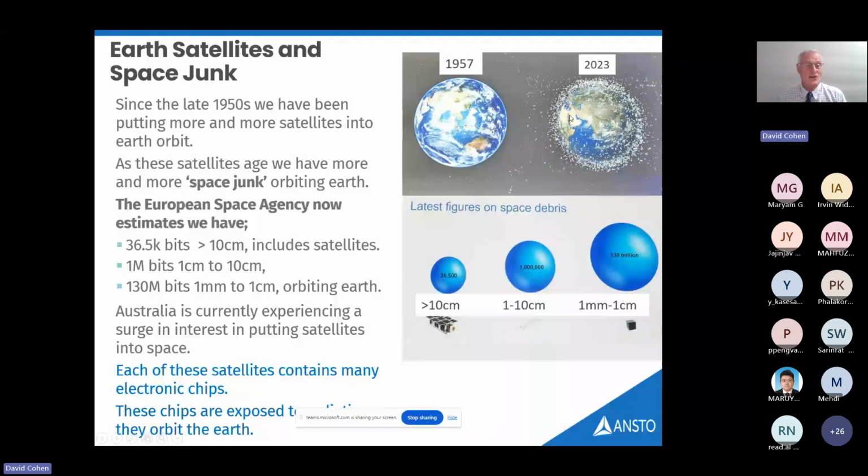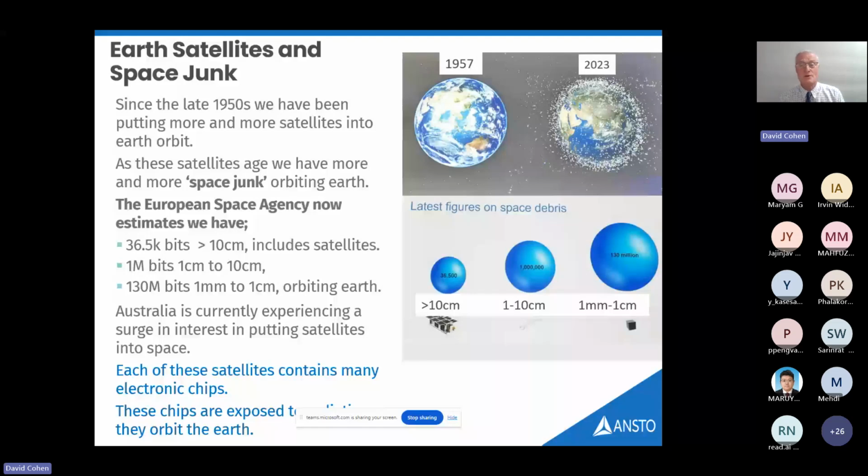And if we look at this, there are 36,000 bits greater than 10 centimeters, and that includes satellites. There are over 1 million bits, 1 to 10 centimeters, floating around the Earth at the moment. And there's 130 million bits, 1 millimeter to 1 centimeter, orbiting the Earth. And these are going around at high speed, so you don't want to be hit by them. So the whole business there is we're putting more junk up into space. And Australia's getting into the space race now, and everything we put into space has electronics in it, and it's exposed to the radiation in space.